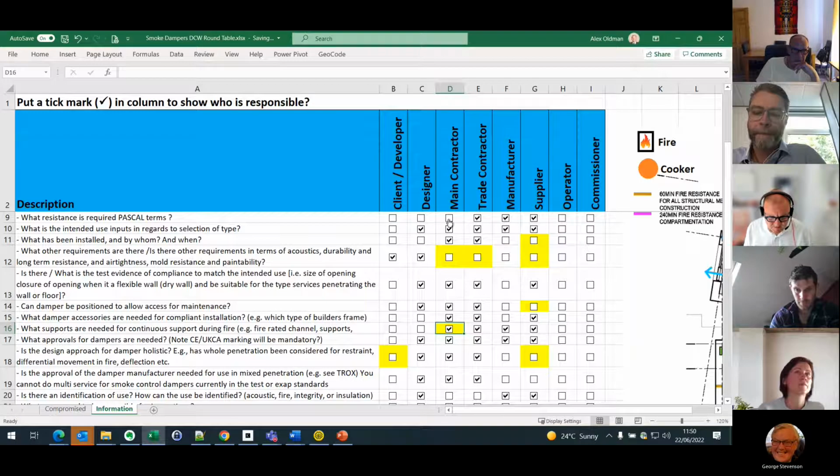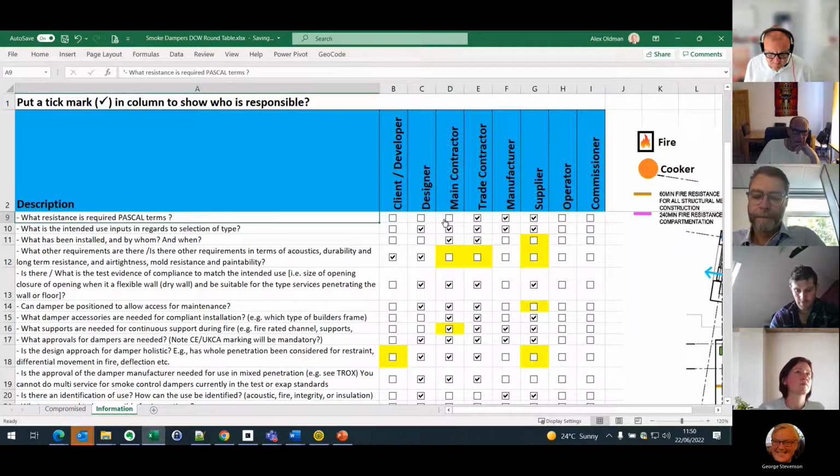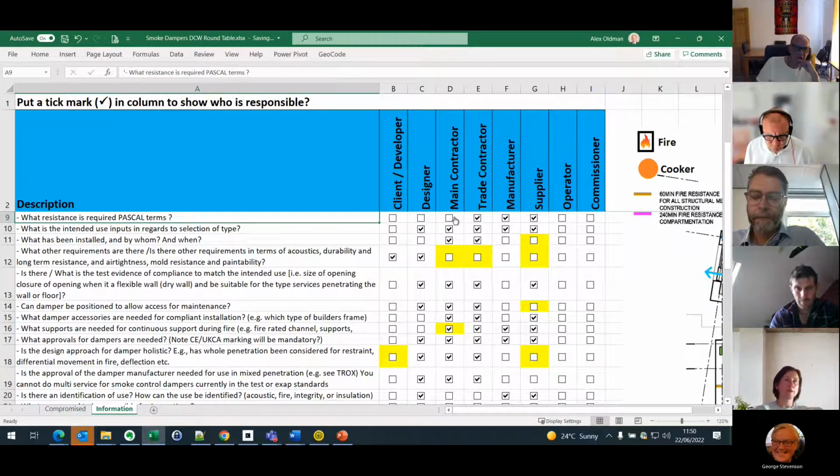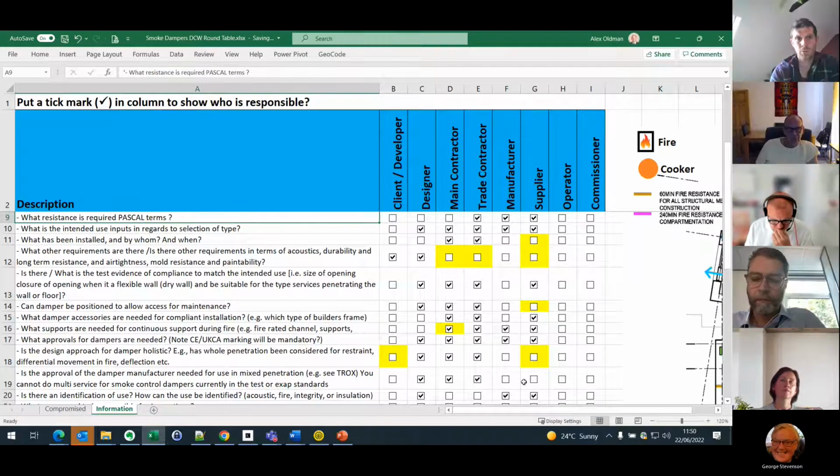So just going back to Pascal terms, is the main contractor not going to provide the resistance required, or even the designer? Well, I would have thought that would be part of the specification of the product, in which case it would be coming from the supplier, the manufacturer, right? Okay, or the contractor. Well, no, I think the designer would look at the space and understand what resistance would be required, and then select from the manufacturer to say, I need this level of resistance.